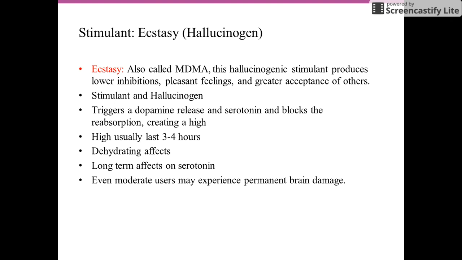The last stimulant is ecstasy, also known as MDMA. It can also be classed as a hallucinogen. It lowers inhibitions, produces pleasant feelings, and creates a greater acceptance for others when you consume it. It triggers the release of dopamine, and it blocks the reabsorption of certain neurotransmitters. The high usually lasts about 3 to 4 hours. It can cause dehydrating effects. Its long-term effects on serotonin, which makes you happy, can also include permanent brain damage.